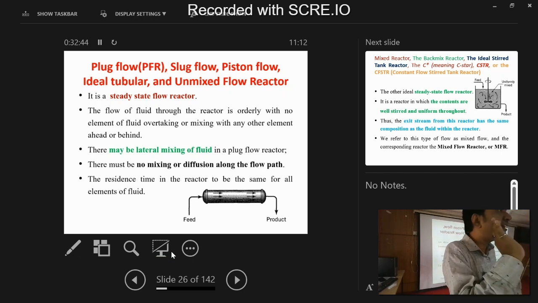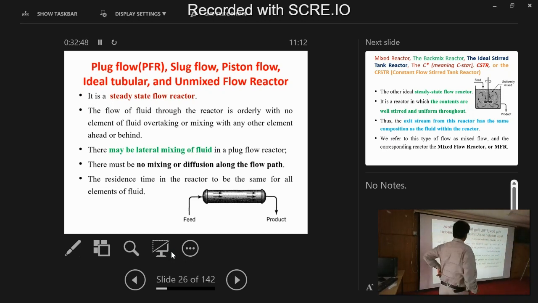We are talking about ideal cases. Now, what exactly is this plug flow reactor? There may be lateral mixing of the fluid. It will always look in this fashion. It's almost like a pipe, a tubular type, where you send the feed continuously in and take the product continuously out.